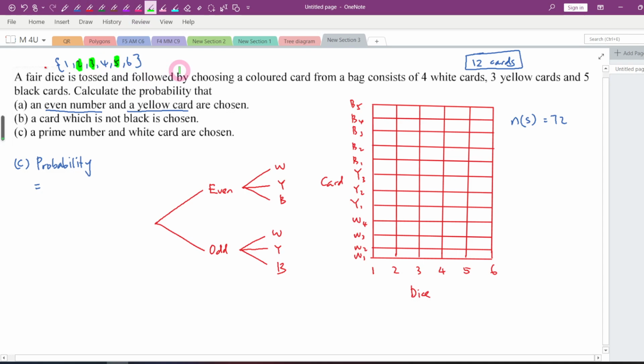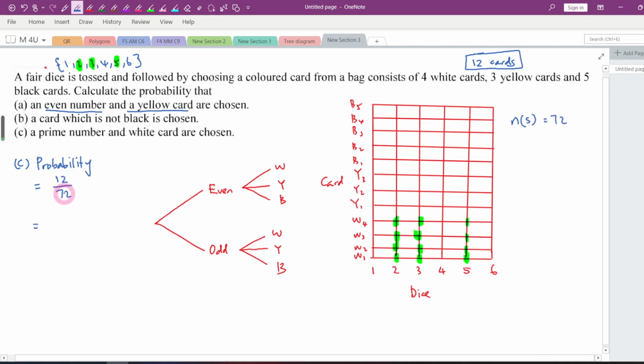Prime numbers only has 2 factors. And all the prime number are odd number except 2. 2 is the only prime number which is even. So we want prime number and white card. So prime number and white will be here. Prime number and white. Prime number and white. Okay, so we have 1, 2, 3, 4 chances. So we have 12 pair over here, and total possible outcome is 72.